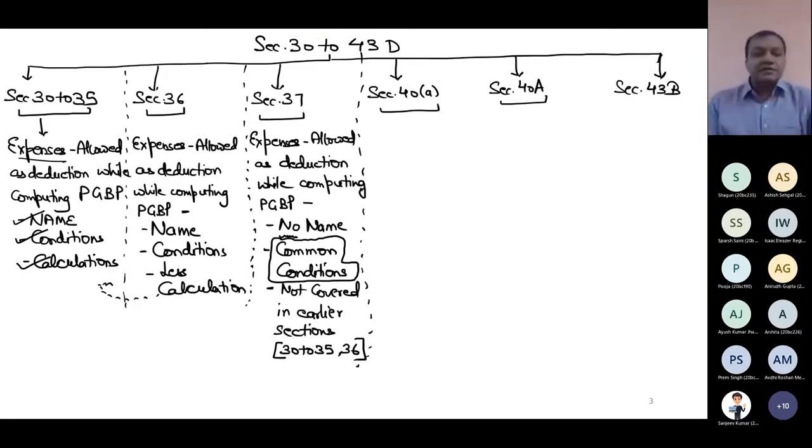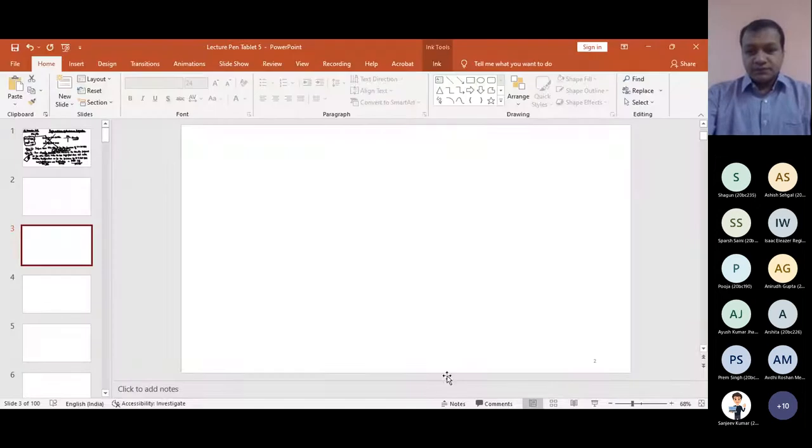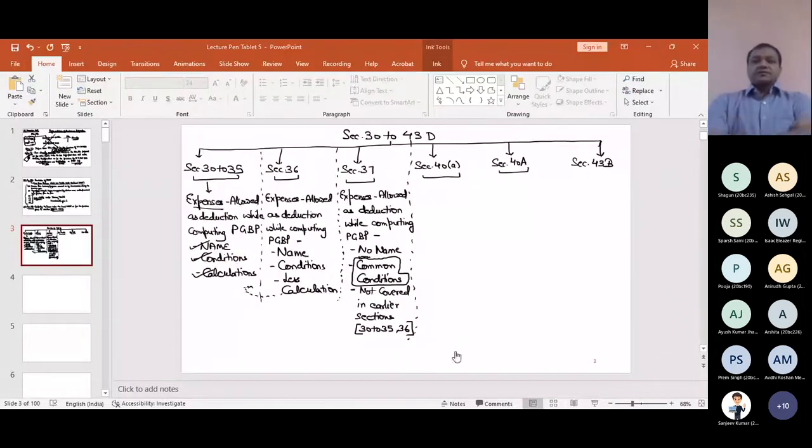Please raise your hand if these three categories of expenses are clear. Hurry up, please raise your hand if a little bit of this category is clear. It helps you in learning the provisions of PGBP, or how structurally or systematically we will proceed in PGBP. Okay, next point now.